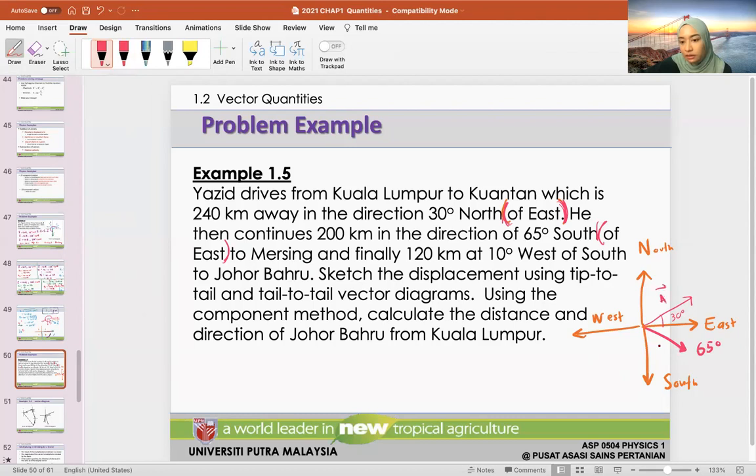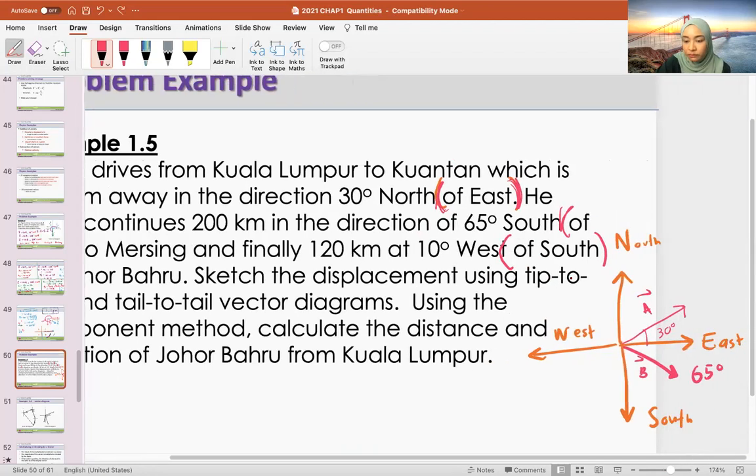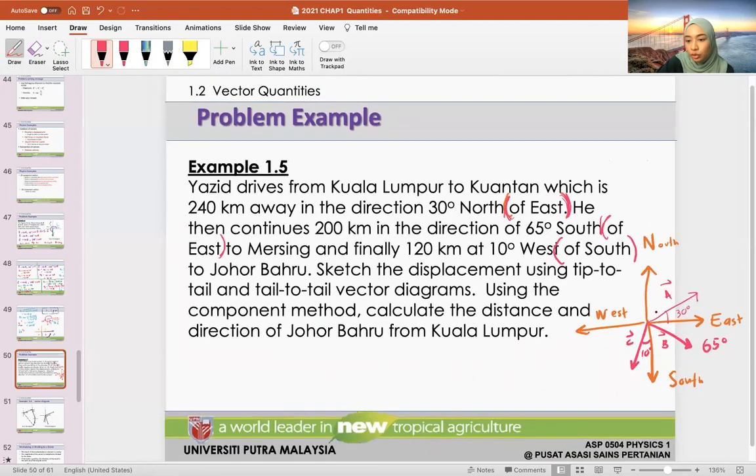So this is the first vector. Let's say this is vector A, this is vector B. And finally 120 kilometers at 10 degrees west of south. So it refers to south, going toward the west by 10 degrees. So 10 degrees is this much over here. So this is the C vector, the third vector. This is how you would sketch the vectors.